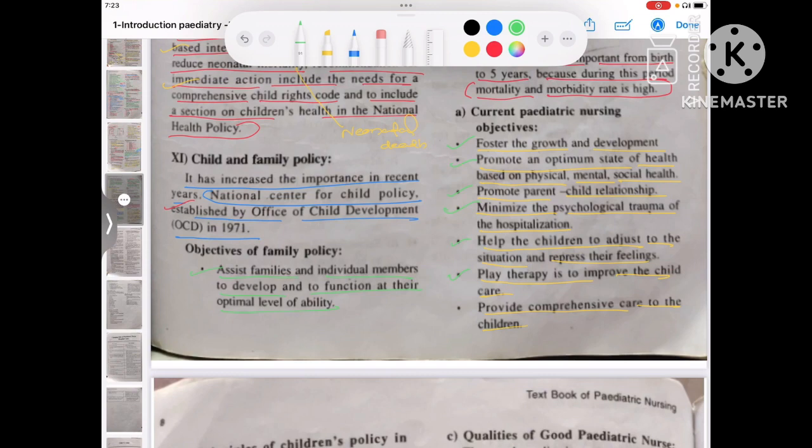They won't coordinate with the health people, like medical professionals, the nurse and the doctor. They won't cooperate. Then provide comprehensive care to the children. So we have to give complete and comprehensive care to the children. So these are all the objectives of pediatric nursing.